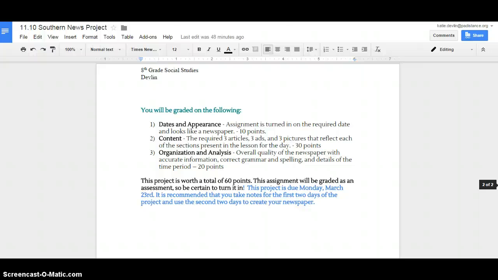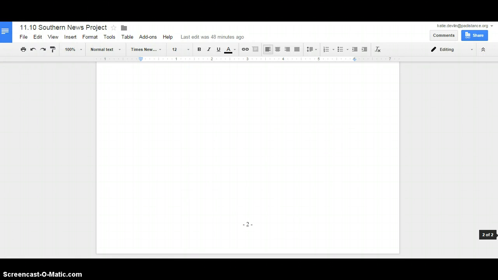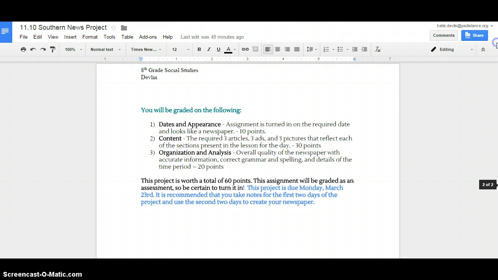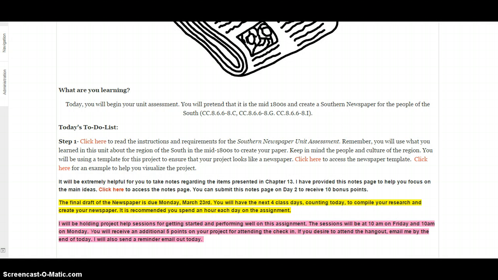So, it is recommended that you take notes for the first 2 days of the project and use the second 2 days to create your newspaper. I've provided a note sheet for the next 2 days that will help you as well. And this note sheet can be turned in tomorrow to receive some extra credit. So there's lots of things going on in your favor here. Let's take a look at some more information here.